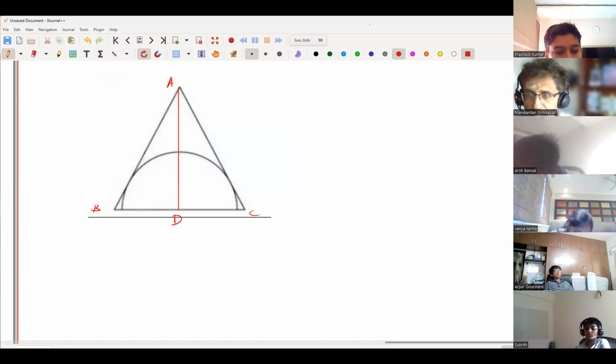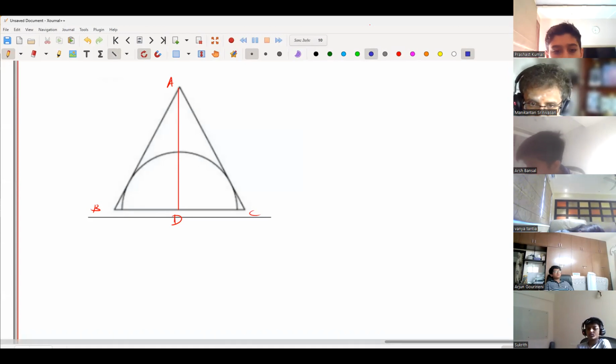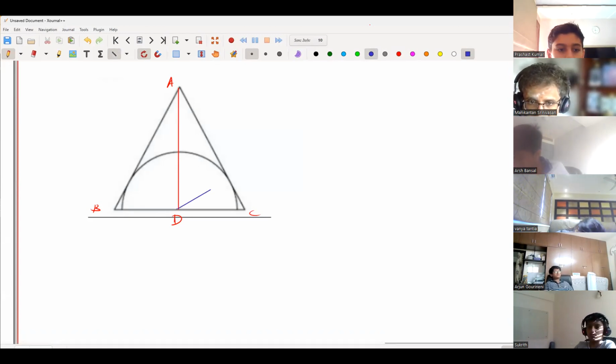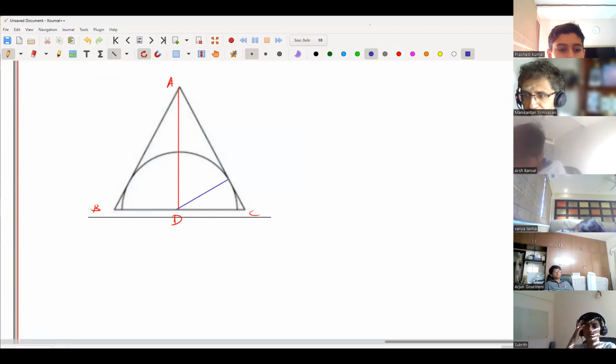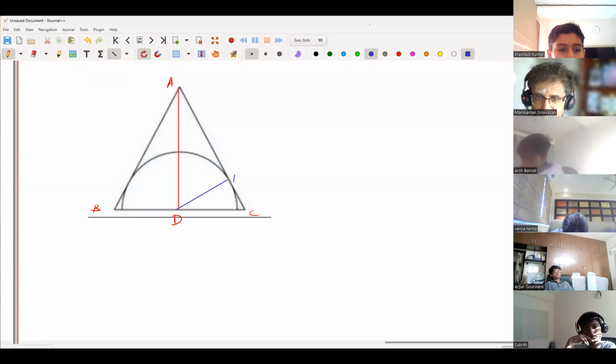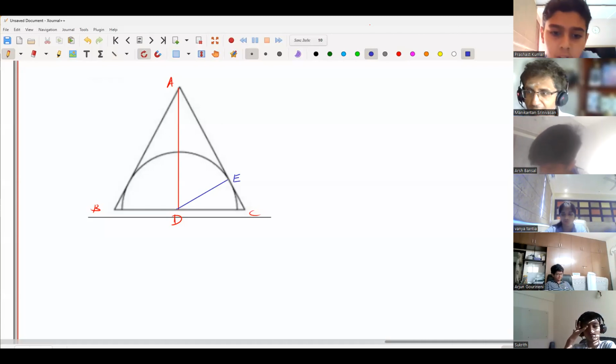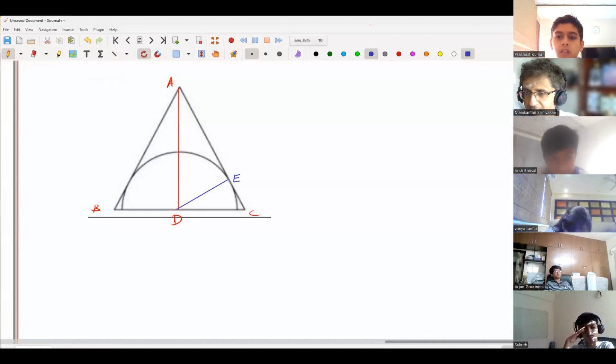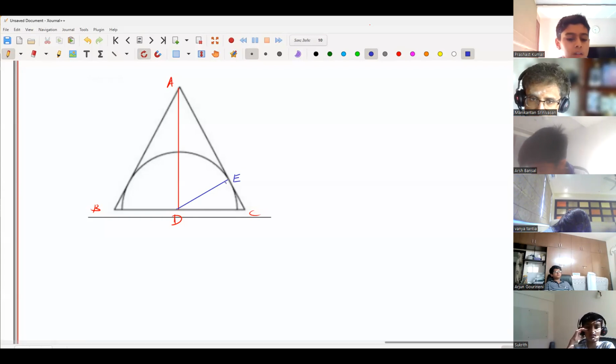Now I'm dropping a perpendicular from here to here. How do I know it's a perpendicular from D? Because only then it's tangential. Whenever it's a tangent, it's perpendicular to the radius. So you can see the same analogy here. Let's say this is my E. I have a big right angle triangle and I have a perpendicular drawn. So this is 90 degrees and this is 90 degrees.